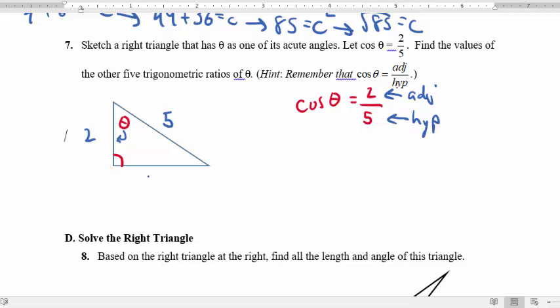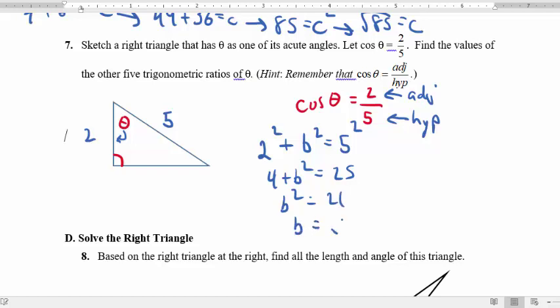So now we can find this missing leg by using the Pythagorean theorem again. So in this case, it's going to be 2 squared plus the other leg squared equals 5 squared. So we're going to get 4 plus b squared equals 25. So b squared equals 21. So b is the square root of 21. So now this is going to be the square root of 21. And now it's easy. Find the values of the other 5 trig ratios, right?